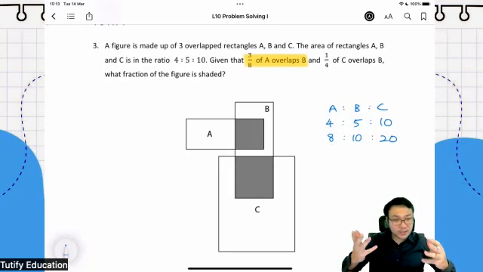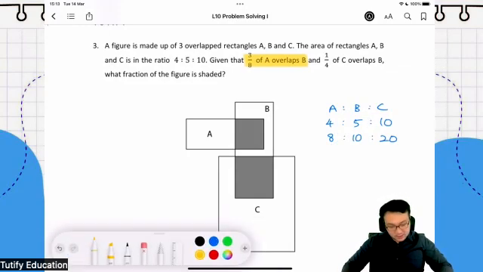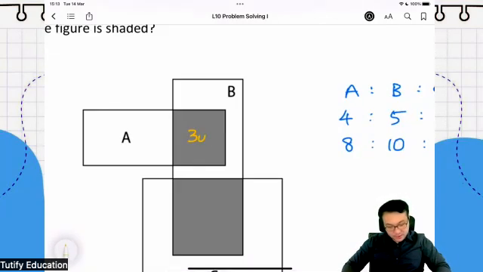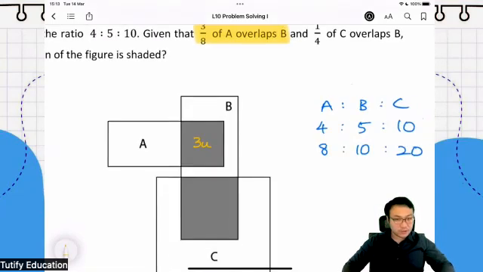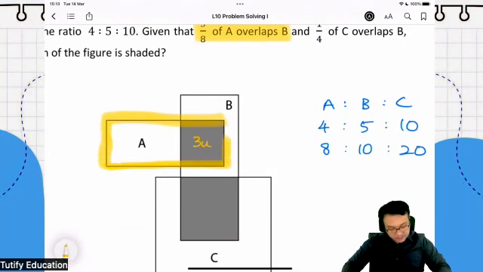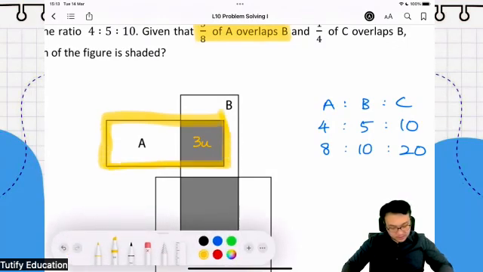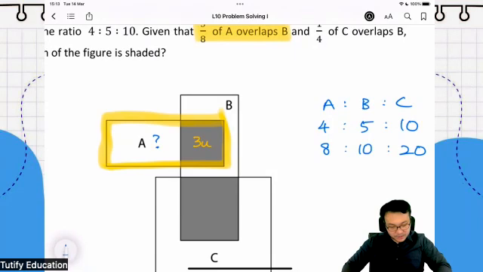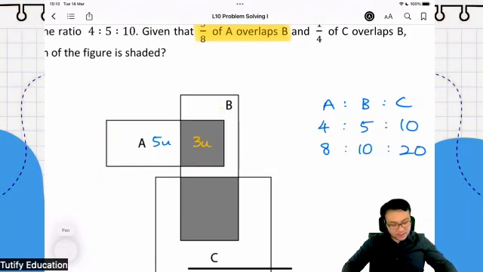What is 3 out of 8 of 8 units? How many units is that? 3. Well done. So there must be 3 units here, which is 3 out of 8. So the total is now 8. Then that is 3. If that is 3, how much is remaining here? 5. 5, correct. So there's 8 units altogether for rectangle A.